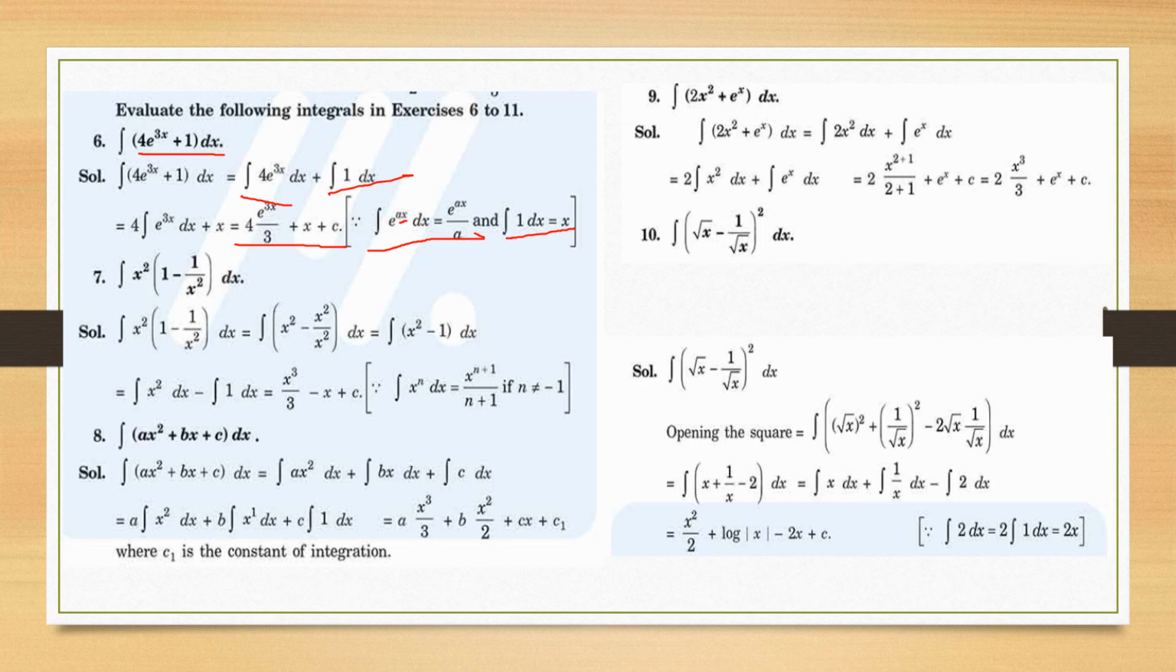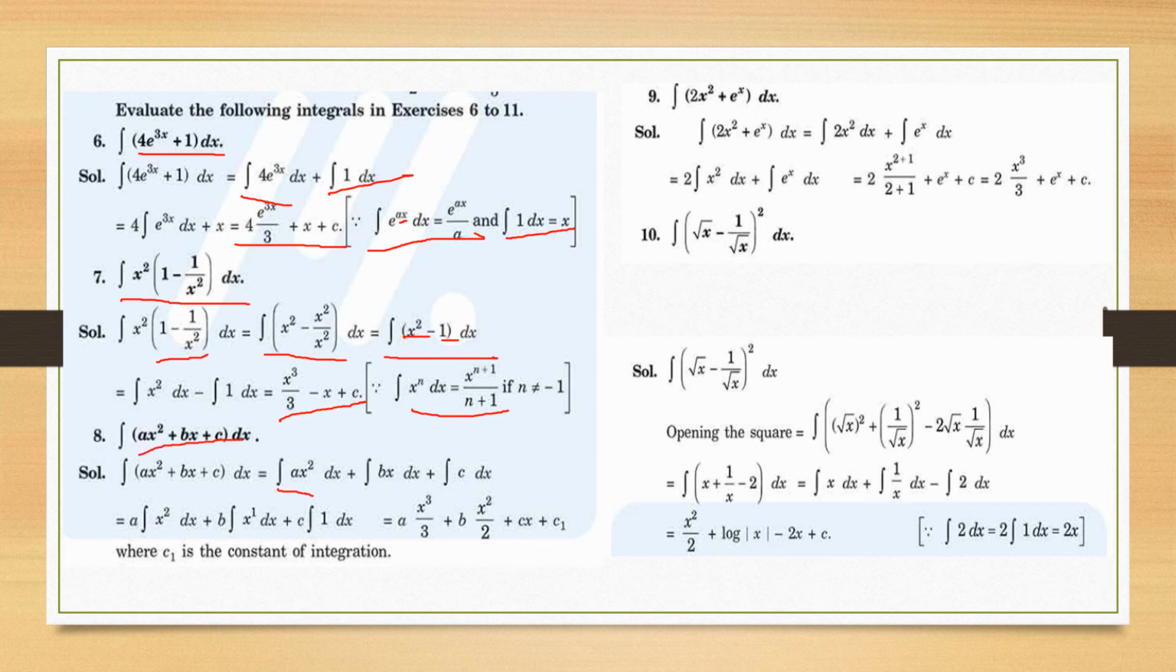Number 7: the product rule is not like this in integration, right? So it's better you open the terms and take them inside the bracket. So it becomes x square minus x square by x square, that is x square minus 1. Now using the power rule, you know the power rule is integral of x raised to power n dx is x^(n+1) upon n+1, right? So it will become x cube by 3 minus x plus c.